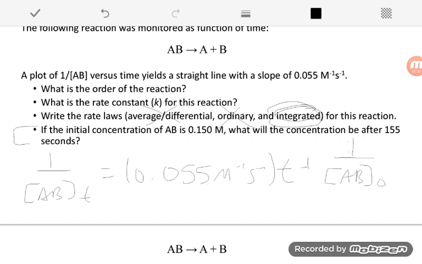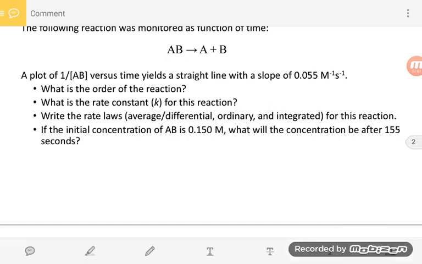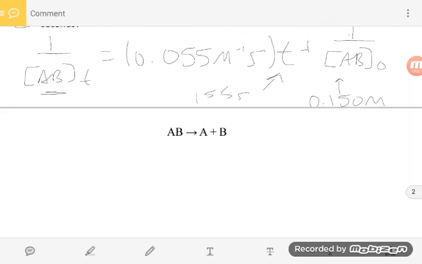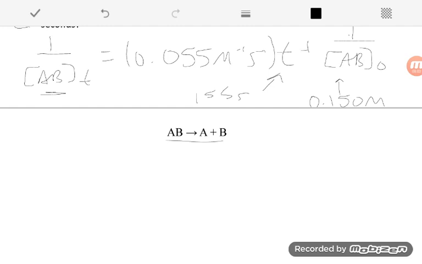So I just get to take my equation and plug in my information. The initial concentration is 0.15, so that's what would go here. And it's asking what the concentration will be after 155 seconds, so my time would be 155 seconds. Now all I need to do is go back and plug this in. I put the reaction here just so we could remember what it is. And here I see my integrated rate law, and I'm just going to do the math now.